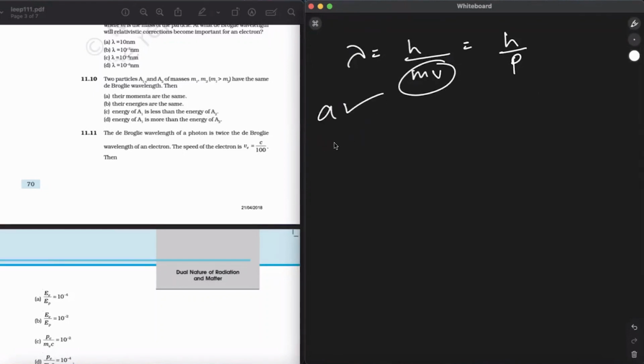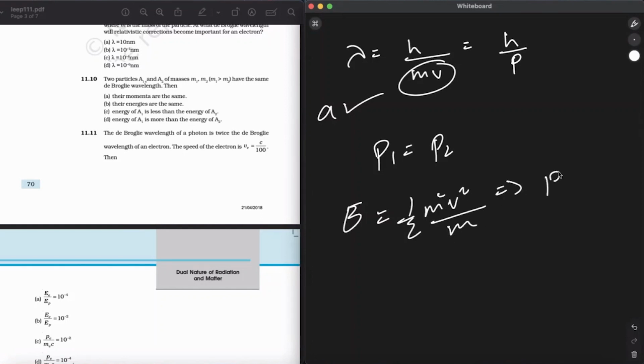Now moving onwards, we have to check for energy. To check for energy, what can we do? We know that momenta are equal, so P1 is equal to P2. Energy I can write as half mv square, so P square by 2m. So energy will be inversely proportional to the mass.